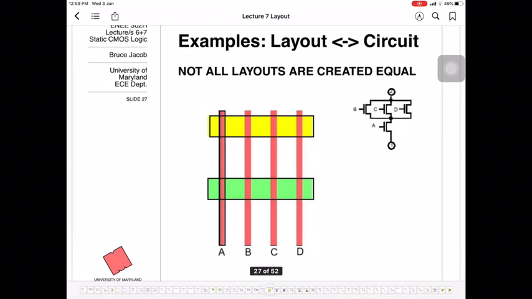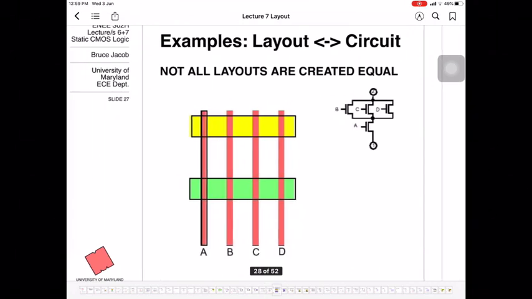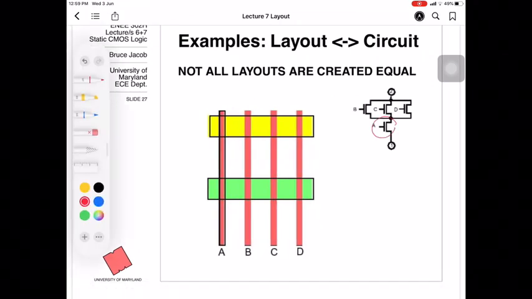Okay, so let's look at this layout. For the first layout, which has A connected to ground and B, C, D connected to F. Okay, so let's look here. The first thing to do is to put your diffusion. This is your diffusion, and then you run the poly, one for each transistor. So you have A, B, C and D. So these are the poly.